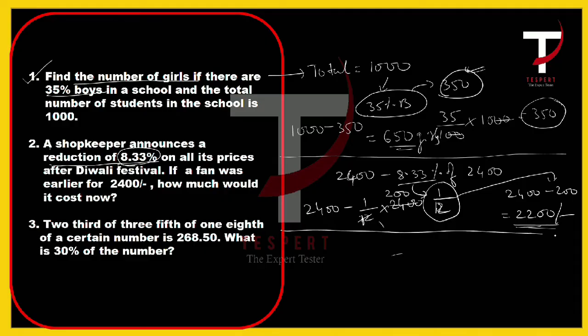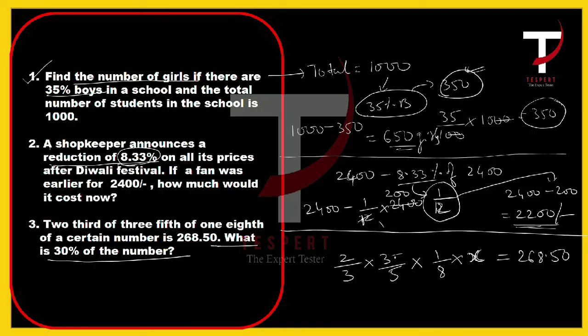Fine. Let's move on to the next question. 2/3 of 3/5 of 1/8 of a certain number is 268.50. What is 30% of the number? Two third means 2 by 3, and of means multiplication. 3/5 means 3 by 5, of 1/8 of a certain number. We do not know that number, so let us assume it to be x, which is equal to 268.50.